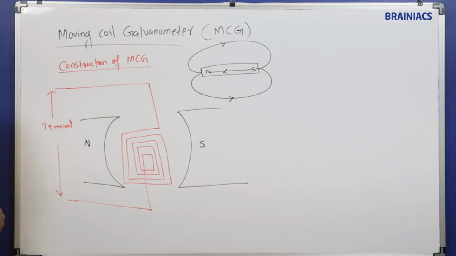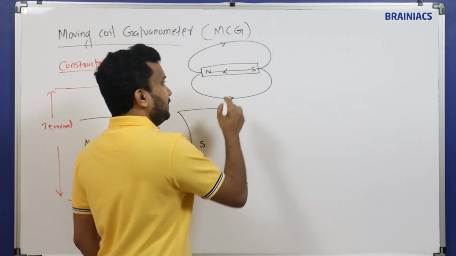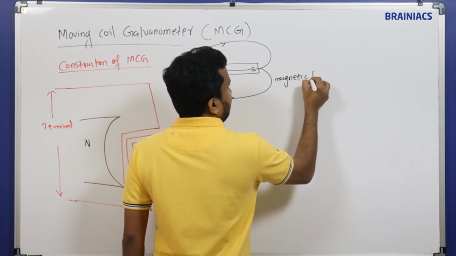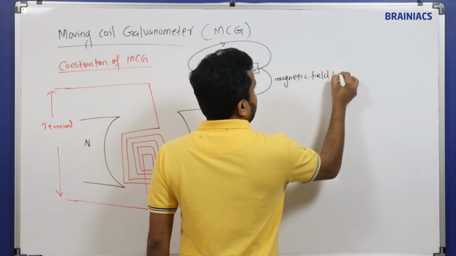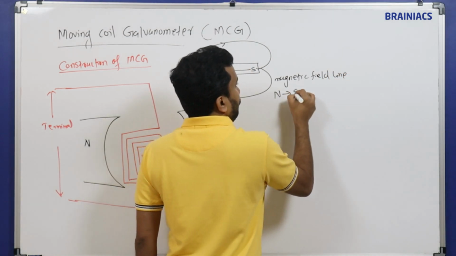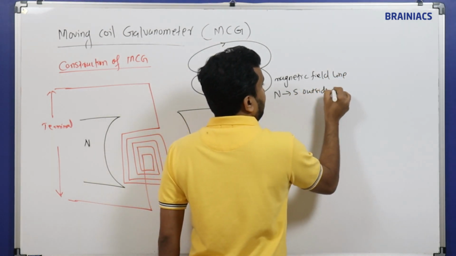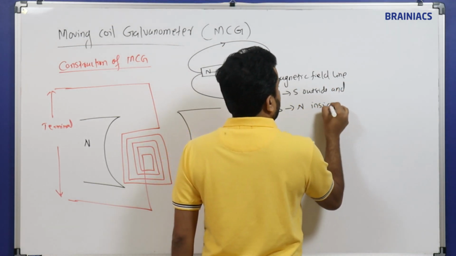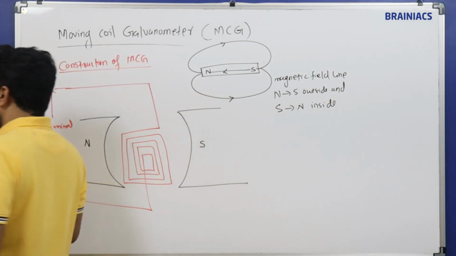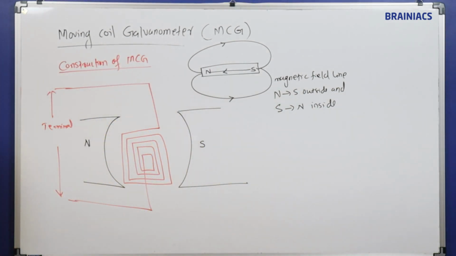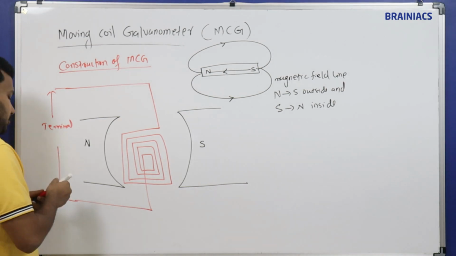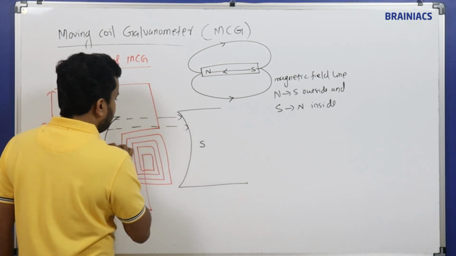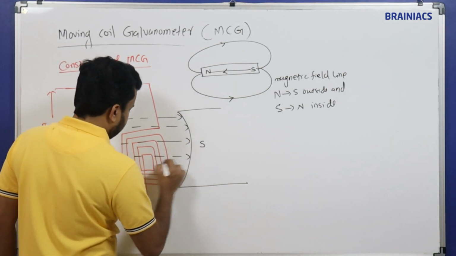Magnetic field lines, this is called the magnetic field lines. So magnetic field lines go from north to south outside and south to north inside. So this is the direction of the magnetic moment, right? Last class we discussed this. There are lines of force from north to south direction outside, and the magnetic lines of force from south to north inside.